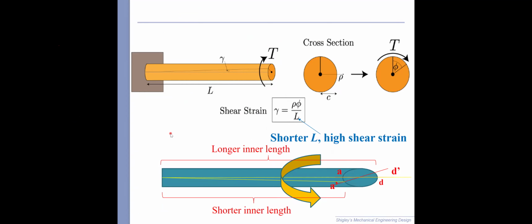Okay, so that's the explanation for this curvature effect. It's because of the difference between the inner and the outer lengths. Okay, and there's a stress concentration.